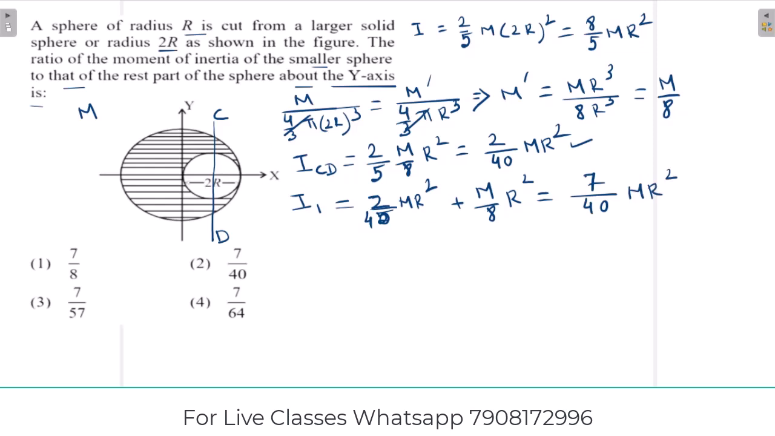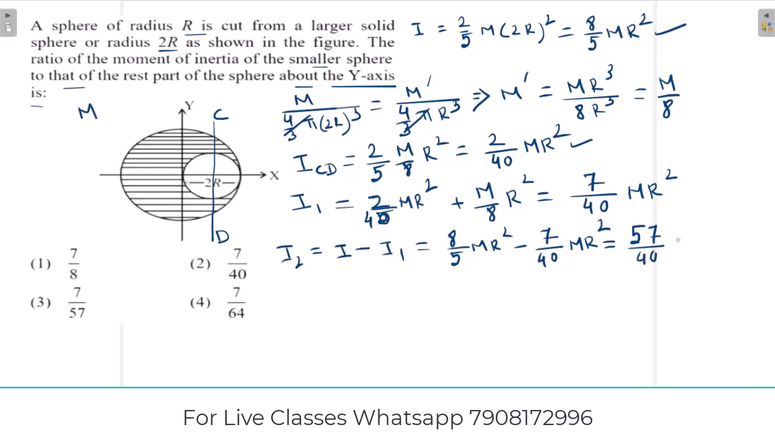Now, we have to also find the moment of inertia of the remaining part, that is without the smaller sphere. So, we know the total moment of inertia is I, that is 8 by 5, we already got that. I is the total moment of inertia and the moment of inertia of the smaller sphere about the y-axis is I1. So, if we subtract I1 from the total moment of inertia, we will get the moment of inertia of the remaining part, I2. So, I2 is I minus I1. Now, I is 8 by 5 M r square minus 7 by 40 M r square. So, 40 is LCM, so 5 into 8, that is 64, minus 7. So, 64 minus 7 is 57. So, 57 by 40 M r square.